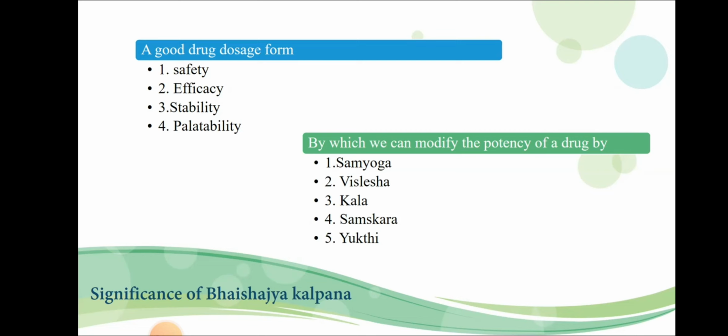So the term modification means you can either decrease the potency or increase the potency. The processes are samyoga, vislesha, kala, samskara, and yukti. Samyoga means addition or combination of one or more drugs into a formulation. Vislesha is deduction of one or more compounds from the formulation. That is done based on the disease condition of the patient. Either you can add some ingredients to a yoga or you can deduct some ingredients from the yoga.